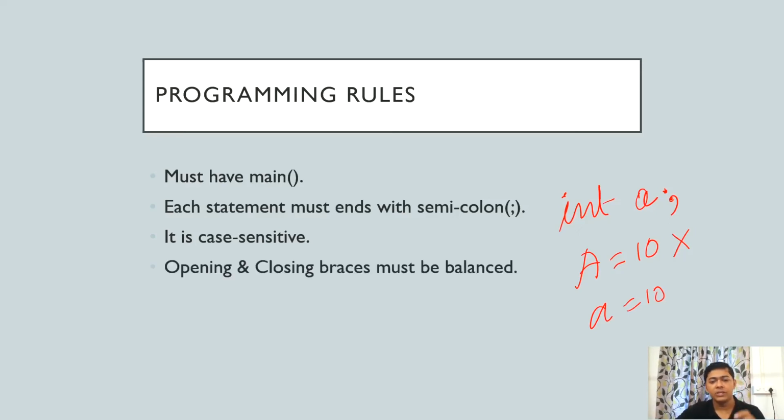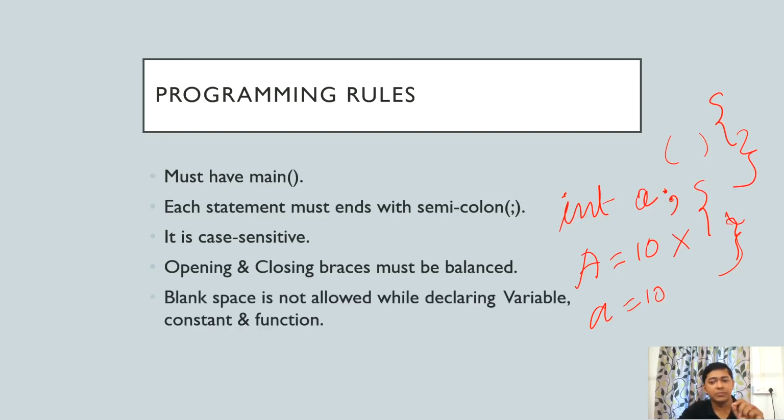Next, opening and closing braces must be balanced. That means the number of brackets you open should remain the same as the number you close. One opening bracket, one closing bracket. If you open 5 brackets, then you need to close 5 brackets. Is that clear? So this is opening and closing.